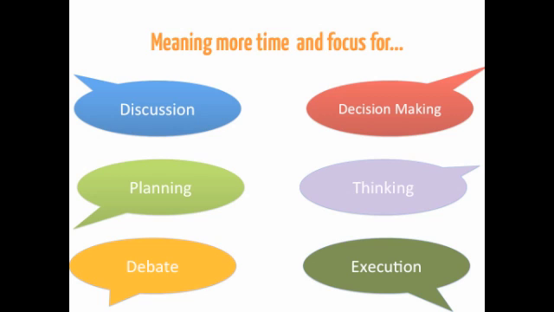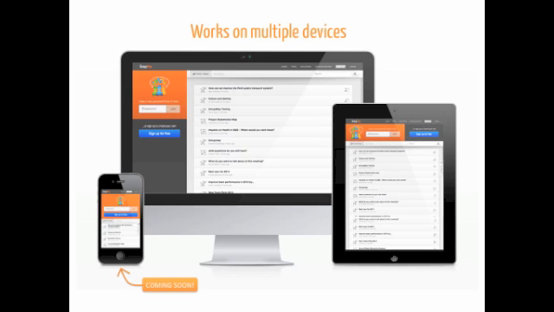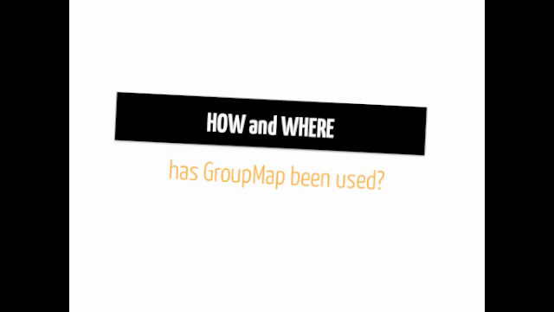And it's not just mind mapping either. Different formats, such as charts, allow for other group activities, such as stakeholder mapping, prioritization and ranking, or competitor analysis. There's nothing to install, and it currently works on desktops and tablets. So how has GroupMap been used so far?